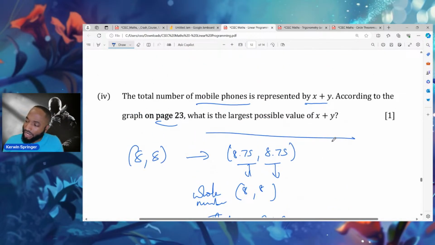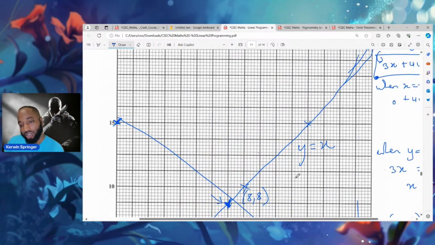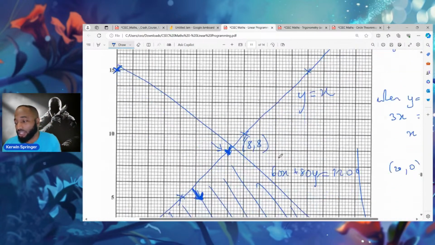Now, this is one way they could ask you an ending question. Another way they could ask is what profit you would make on this. So you work out the 20 and multiply by the cost of the phone, and then you work out the 8 and the 8 and multiply by the cost of each phone, and you see which one gives the higher total.